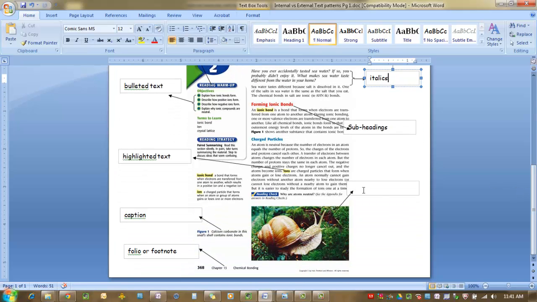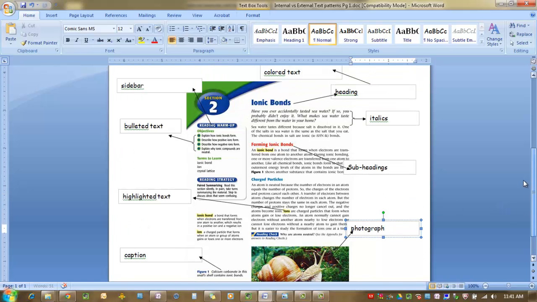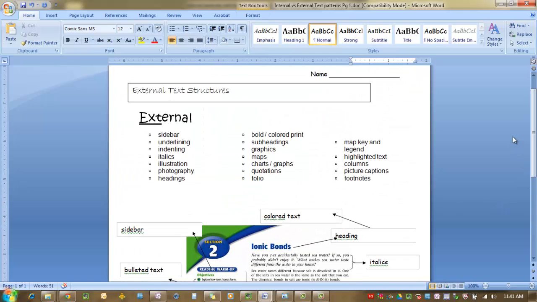And then the last one I want to look at right here, we know that that is a photograph. And again, it could be an illustration, it could be a diagram, it could be any of those things. So these are external text structures. Certainly not very difficult, things you see and know, but you just may not be paying attention to them. And now you know why they're there, what the purpose is. It's to help you understand.